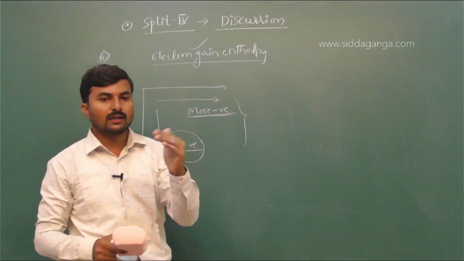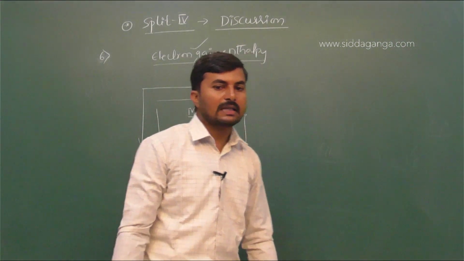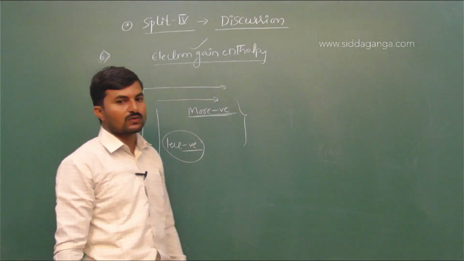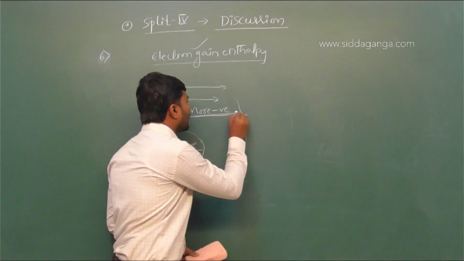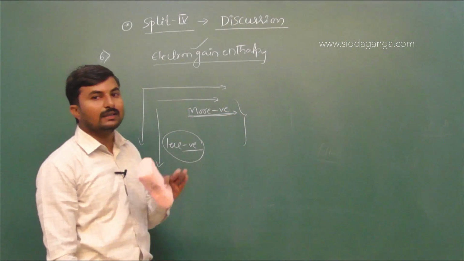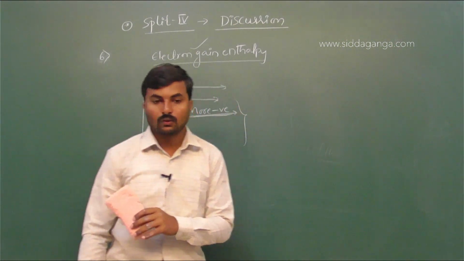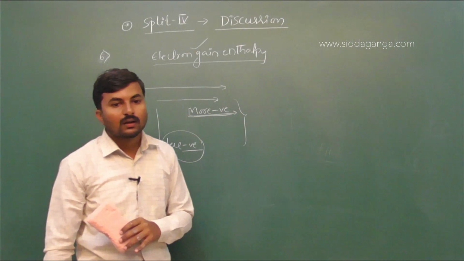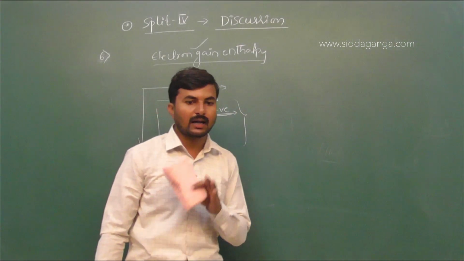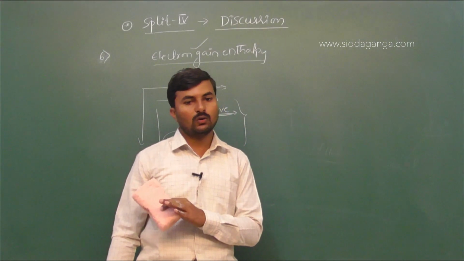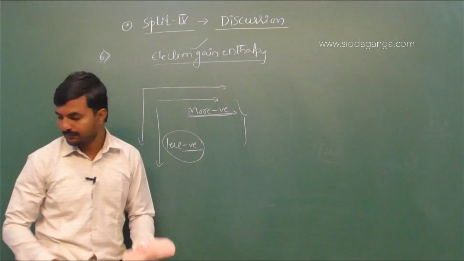But here the question is very simple. How does the electron gain enthalpy vary across a period and down a group? So the answer is it is more negative along a period and less negative down a group. So which is the correct option here? Option 3, more negative across a period and less negative down a group. So option 3 is correct.